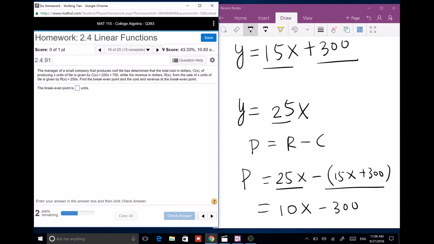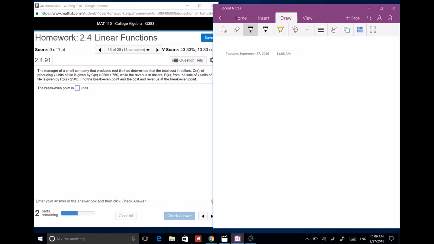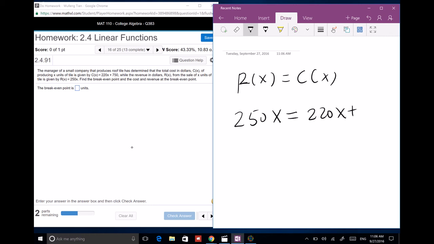That's it. Okay, and this will be very similar to the previous one. The break-even is where the revenue equals the cost. So it's even. You don't make any money, but you don't lose any money. So the cost function and revenue function: 250x equals 220x plus 750. Solve that.